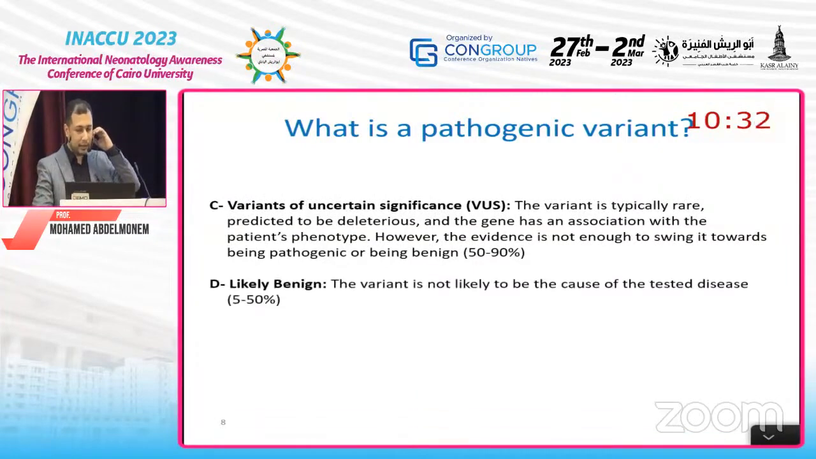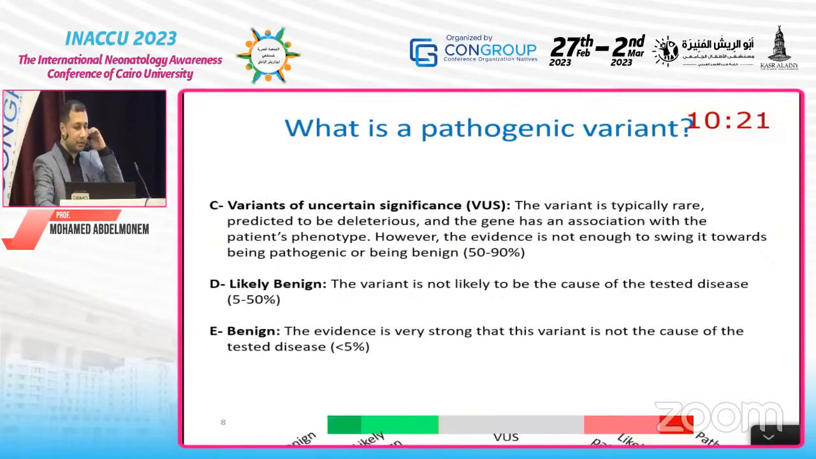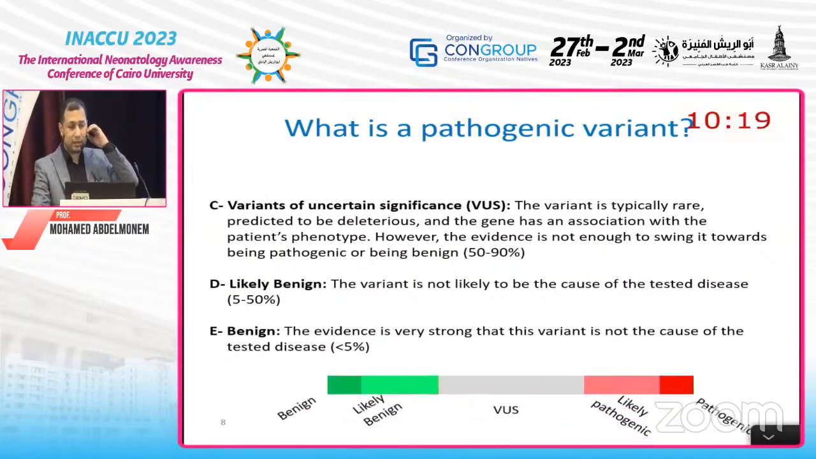Likely benign: it's not likely to be the cause of the disease, and the chance of being pathogenic is less than 50%. Benign: the chance is less than 5%. As I just said, the criteria for judging the pathogenicity of variants are outlined by the American College of Medical Genetics, and almost all of us follow these rules.